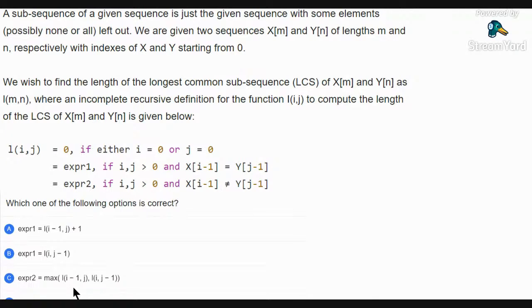So option C is the correct option. Just have a look at the fourth option, option D. What is it saying? Expression 2 is equal to max of L of i minus 1, j minus 1, comma Lij. This is wrong actually, because Lij is what we are computing itself. So how can we use this Lij in the computation of expression 2? So the correct option here is option C.